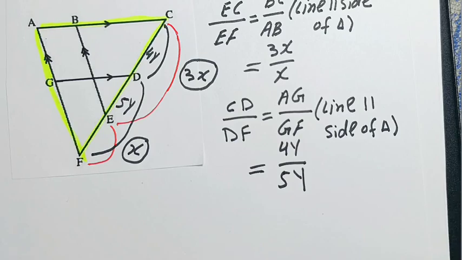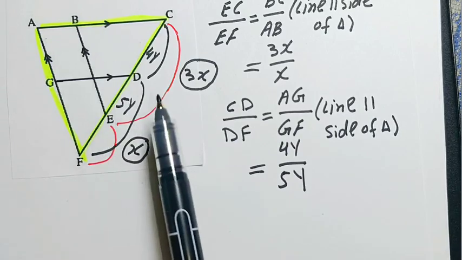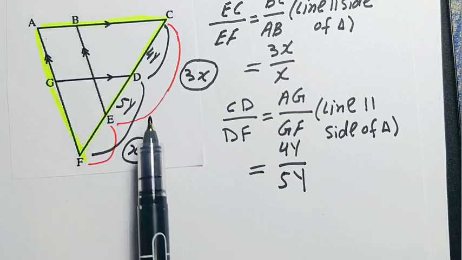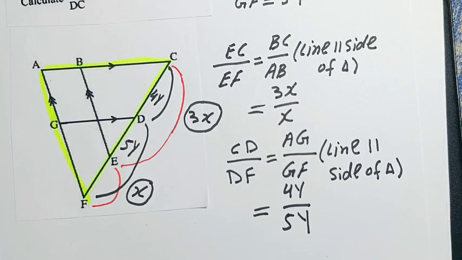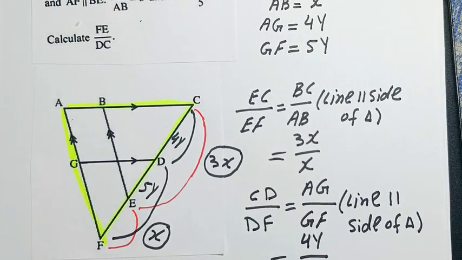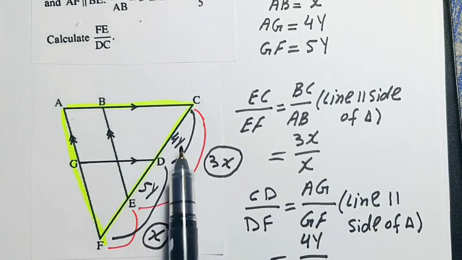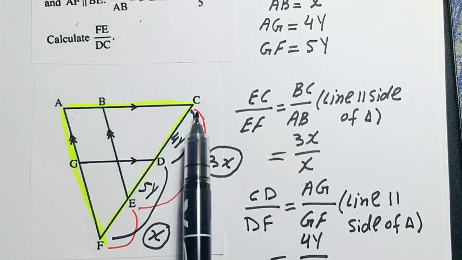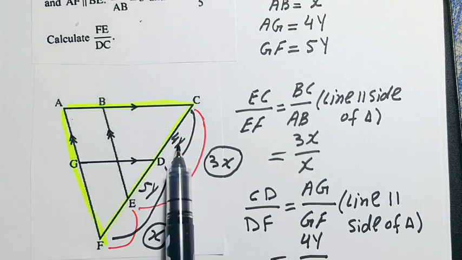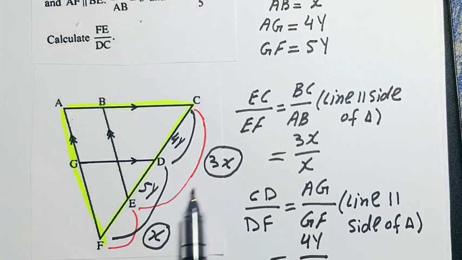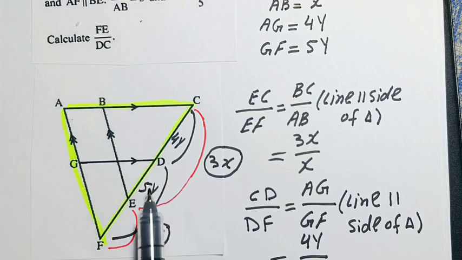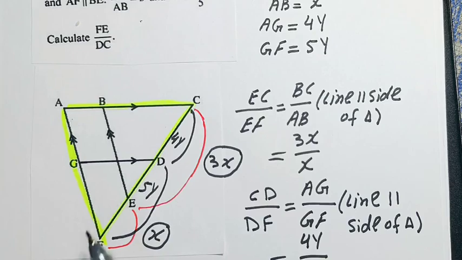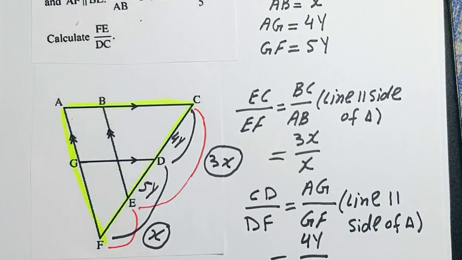Now this is the technique I was talking about. As you can see now, we got a lot of clash here. So we need to find FE over DC. But look here. I cannot, why? Because C to D is 4y and C to E is 3x, and D to F is 5y and E to F is x. So it is a whole mix up here. So actually the whole line FC has a clash.